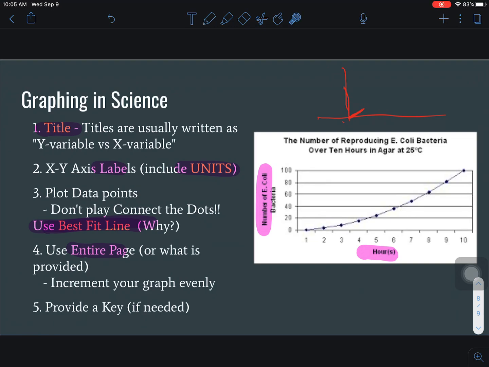And we need to have our increments even. So notice like here, these increments are the same space apart. We have the same scale. Notice this scale and this scale are different. These go by 20s, these go by 1s, but the scale on the x-axis is constant and the scale on the y-axis is constant. And we need to provide a key.